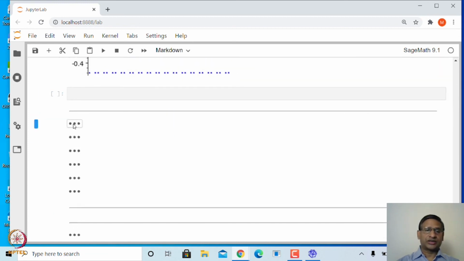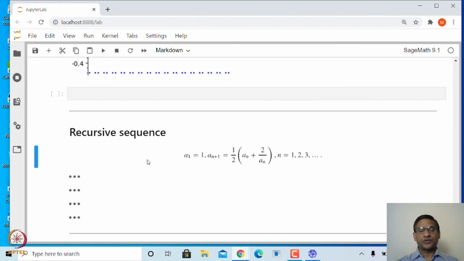Now, let us look at a sequence which is defined recursively. For example, you start with a 1 equal to 1 and define a n plus 1 equal to half times a n plus 2 by a n, n going from 0 to infinity. Let us look at the behavior of this sequence.